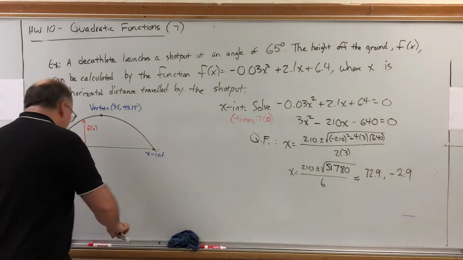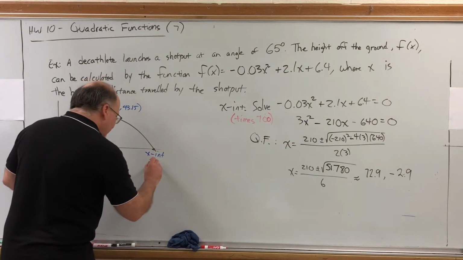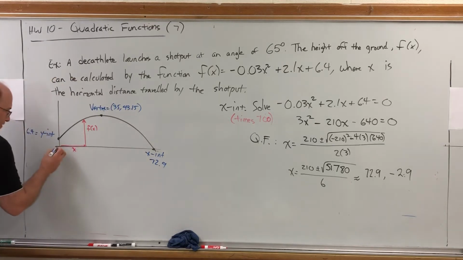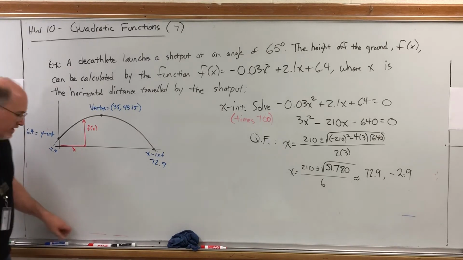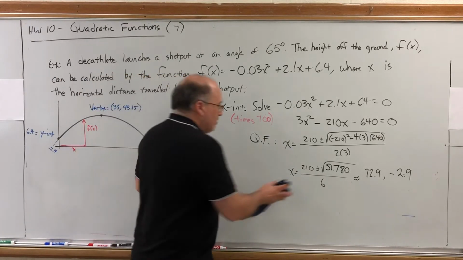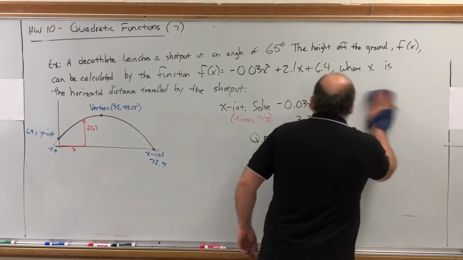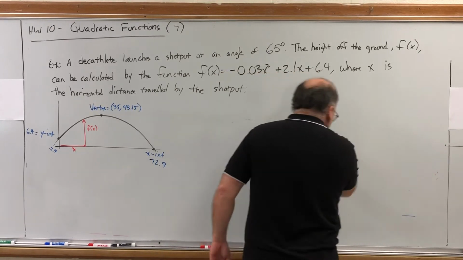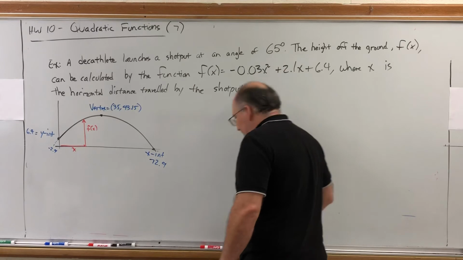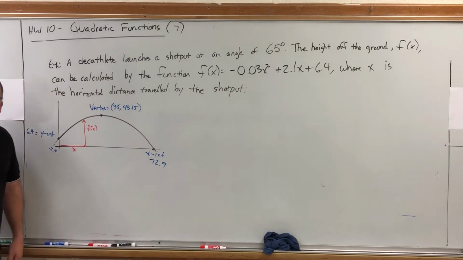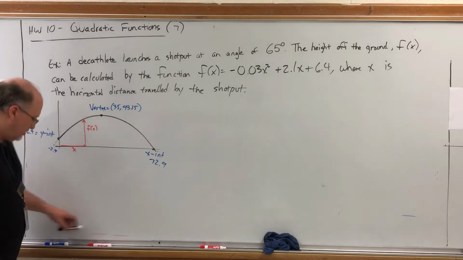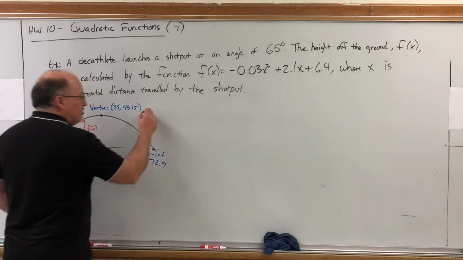All right, so let's label our x-intercept. This x-intercept is 72.9. And if time went backwards and the shot put completed its path over here, it would have another x-intercept of negative 2.9. So what do all these numbers mean in the context of this problem? Well, let's start with the vertex. What's so special about that point? Well, the vertex represents a maximum. A maximum what? Maximum distance traveled? No, maximum height.